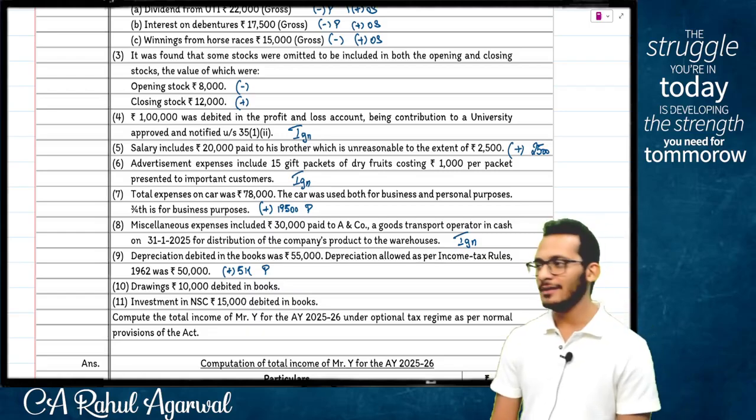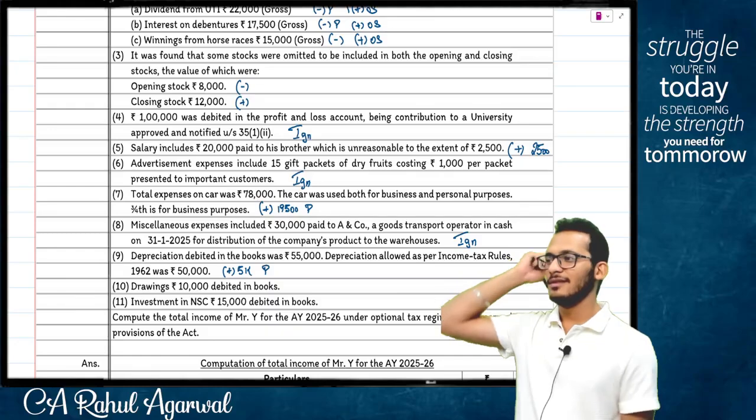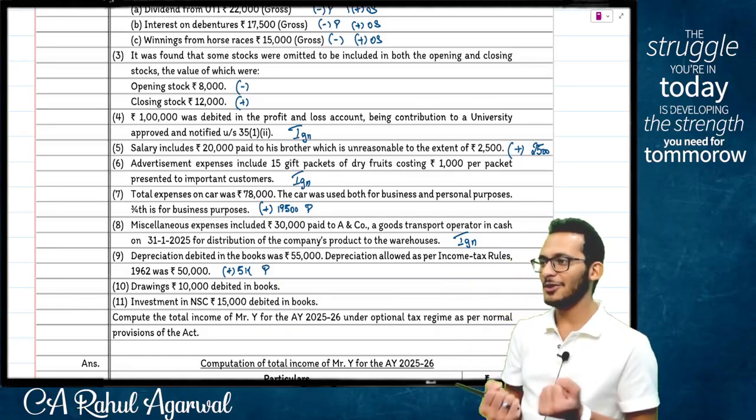Drawings debited in books is 10,000 rupees. People, is this drawings or drawings?